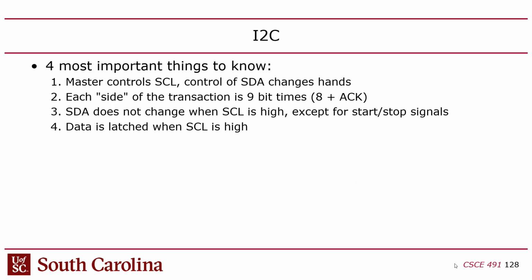Okay, so I just have this list of 4 important things to remember about I2C as compared to SPI. So when you do the transaction, the master is controlling the clock, but the control of the data is kind of being controlled by both parties, right?